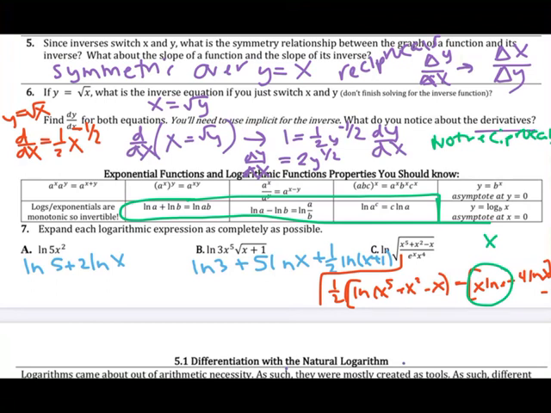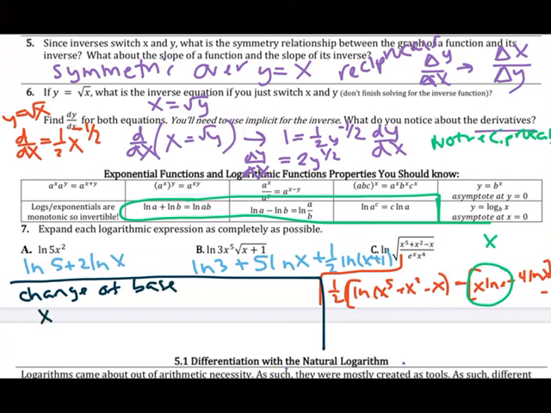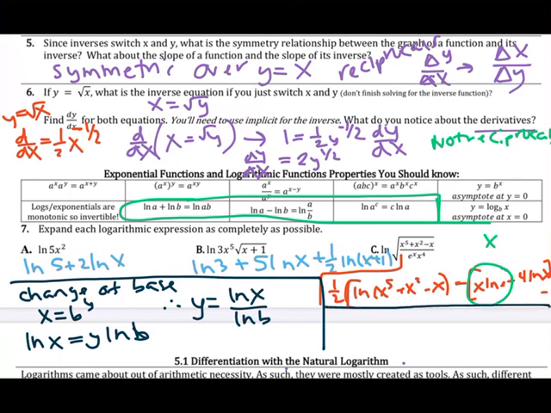One last thing I want to remind you about, and we're going to use this sort of proof in future sections, is the change of base formula. How this works is if I have something like x equals b to the y, I could rewrite this as natural log of x equals y times natural log of b, if I am simply taking the natural log of both sides, which means that y is equal to the natural log of x over the natural log of b, if I just solved for y in that particular problem.